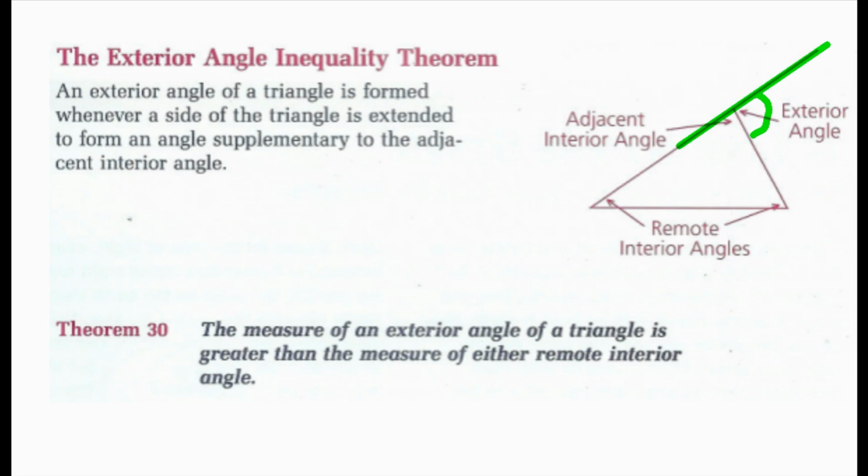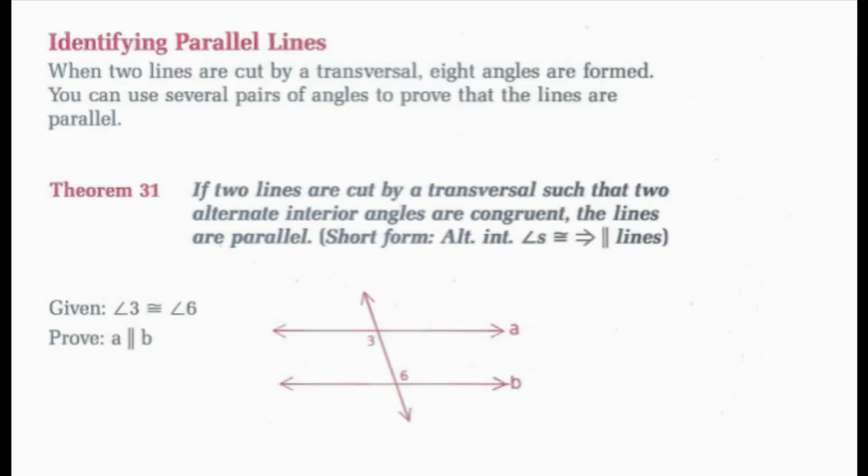Now, the measure of the exterior angle is bigger or greater than the two remote interior angles, so the two angles it's not touching. We'll learn later that the exterior angle is actually the sum of the two remote interior angles. Now, identifying parallel lines.